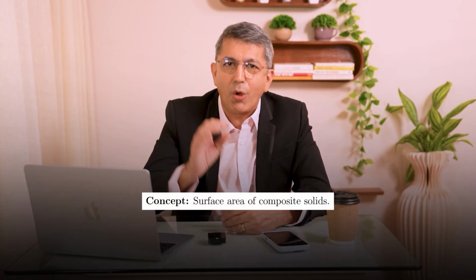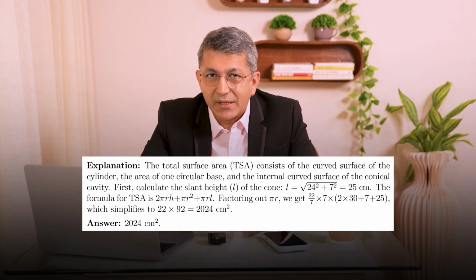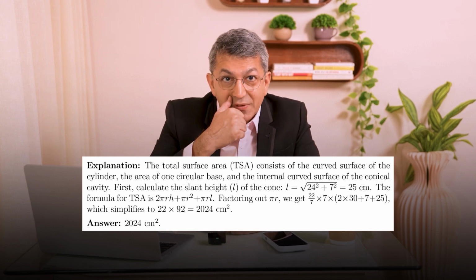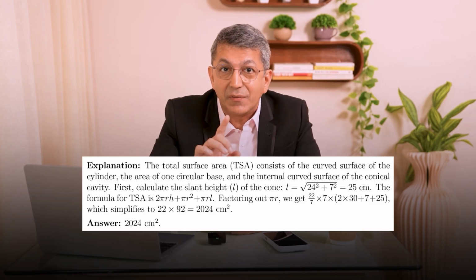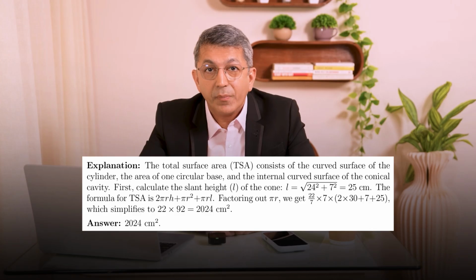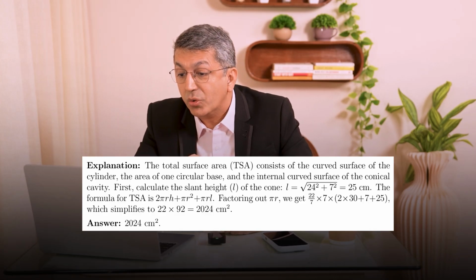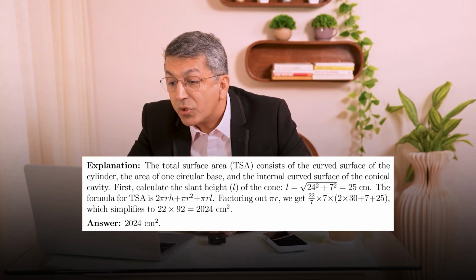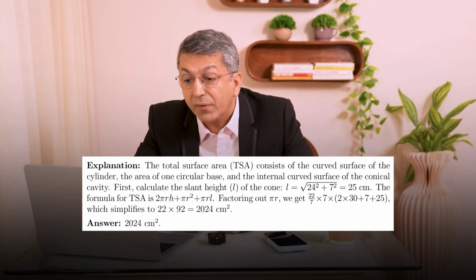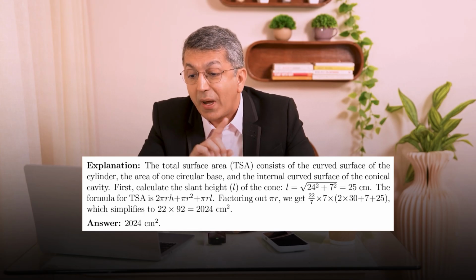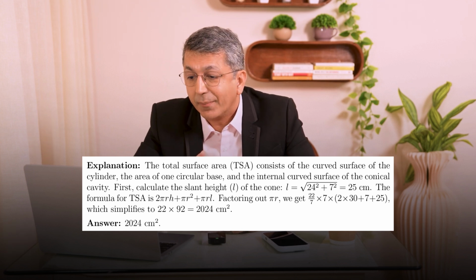Concept: surface area of composite solids. Explanation. The total surface area, TSA, consists of the curved surface of the cylinder, the area of one of the circular bases, and the internal curved surface of the conical cavity. Now, first calculate the slant height L of the cone. L is equal to under the root 24 square plus 7 square, which is equal to 25 centimeters. The formula for TSA is 2 pi RH plus pi R squared plus pi RL.